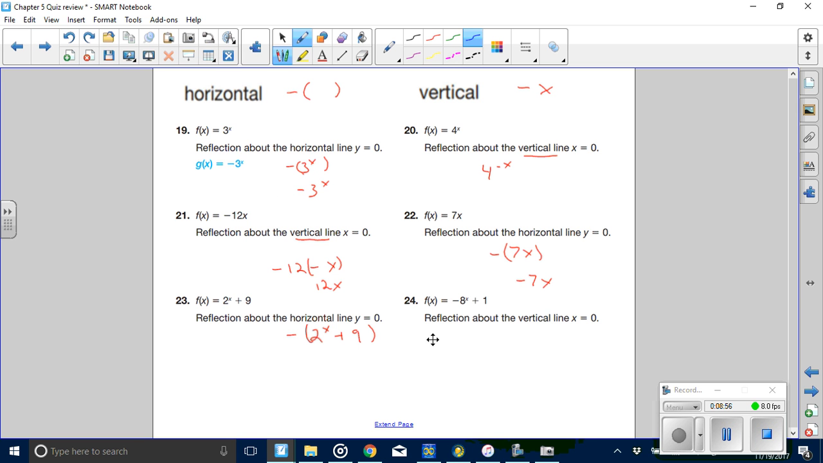All right, and number 24, we're going to do a vertical reflection around x equals 0, which is the y-axis, and we're going to put the negative straight onto the x. So we're going to take the negative 8, and we'll have negative 8 to the negative x plus 1.